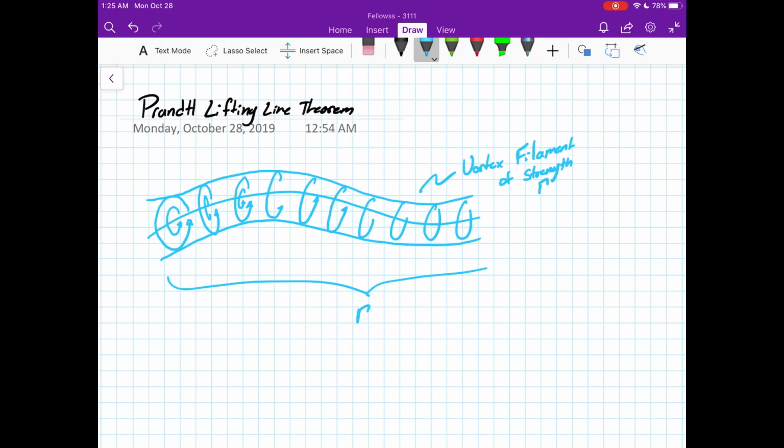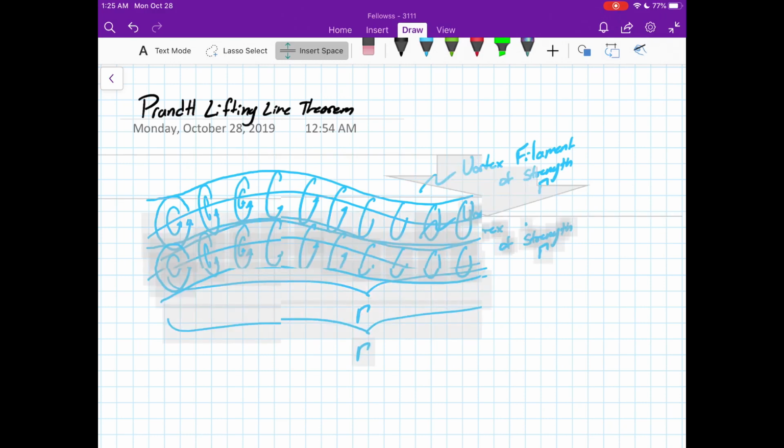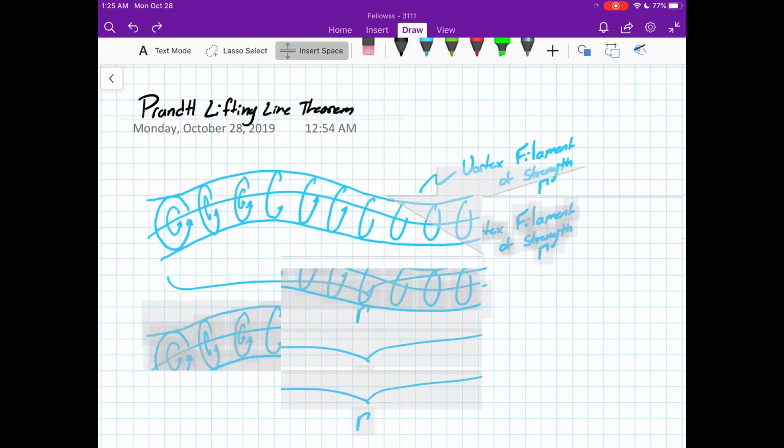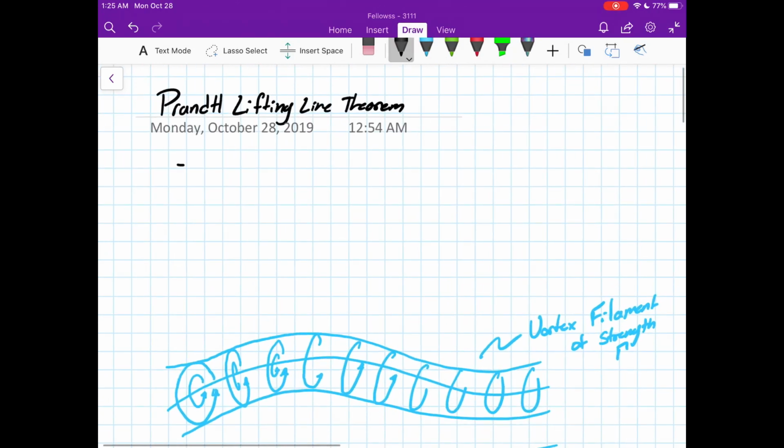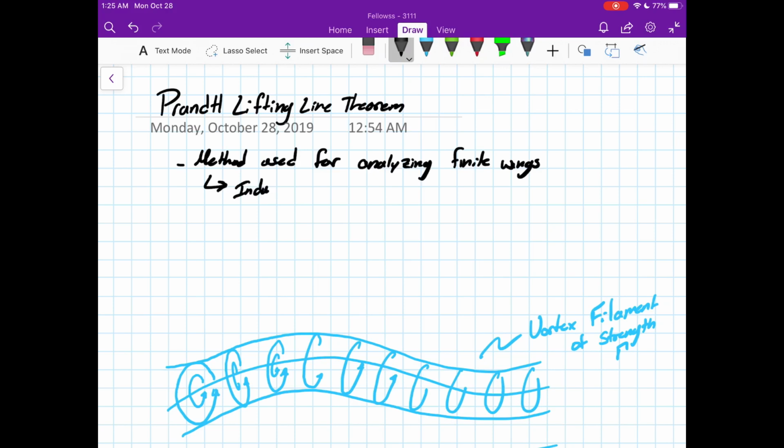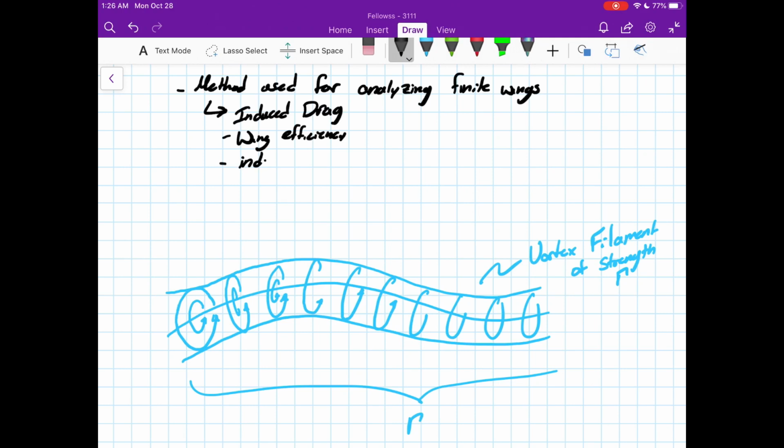This is Prandtl lifting line theorem, and let's jump into it. Prandtl lifting line theorem is a method we use for analyzing finite wings, right? So this is stuff like induced drag, wing efficiency, induced angle of attack, AOA.